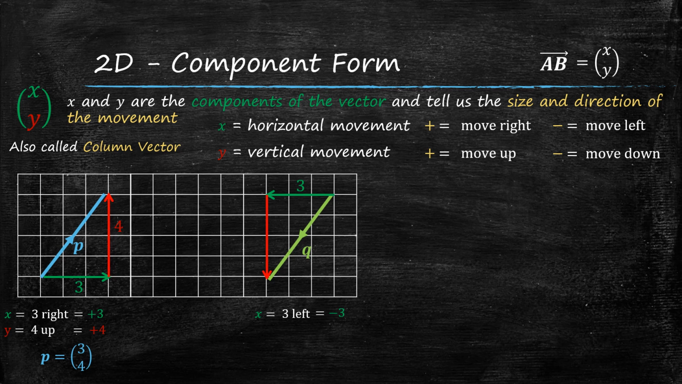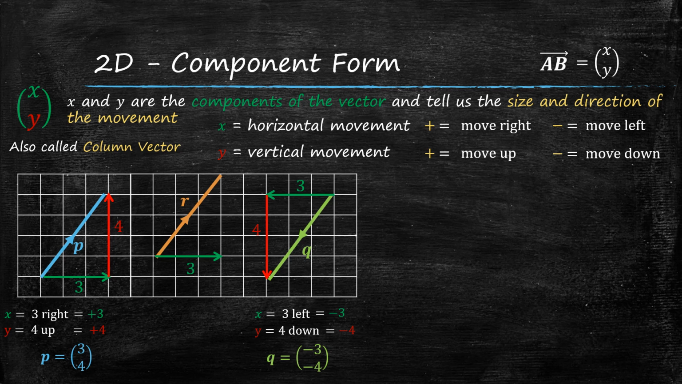And then we have a movement down the way, so y is 4 down, and again a vertical movement down the way is also negative. So this vector q would be represented in component form as (-3, -4). We're moving 3 units to the left in the x direction, we're moving 4 units down the way in the y direction. Okay, and our final vector here is vector r.